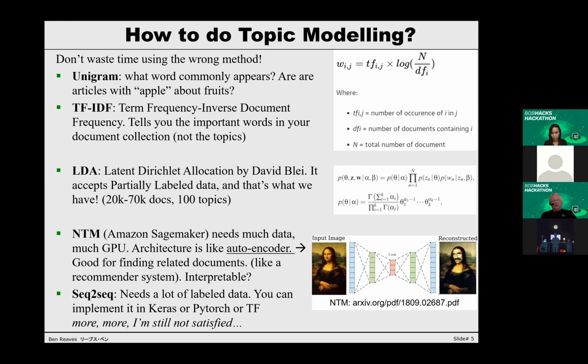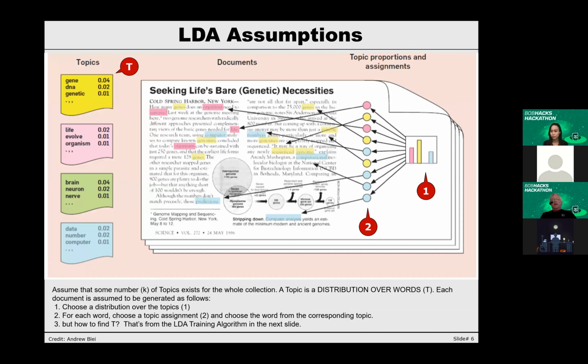Another type of neural network-based model that can be used for topic modeling is a sequence-to-sequence. It really needs a lot of labeled data, and the best way to implement this is using Python modules Keras or PyTorch or TensorFlow. There are many more different types, but it always needs more data. So we have chosen to do LDA because it matches what we're doing the best.